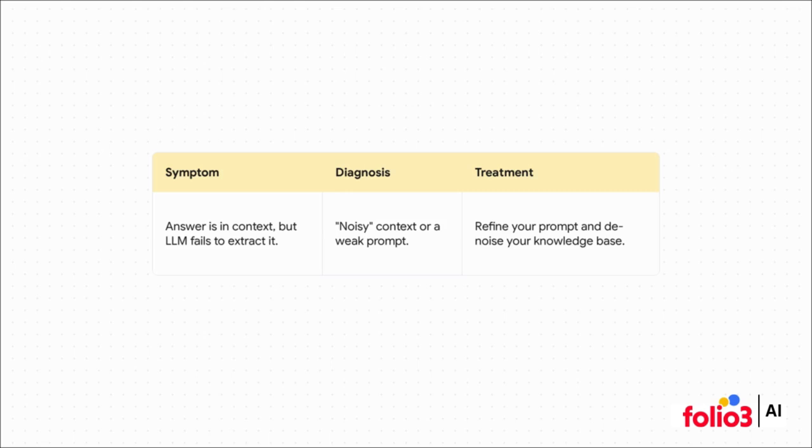This usually happens for two reasons. Either the context is noisy, it has a bunch of distracting or even contradictory info, or your prompt just isn't specific enough. So the fix is twofold. Clean up your data and sharpen your instructions.